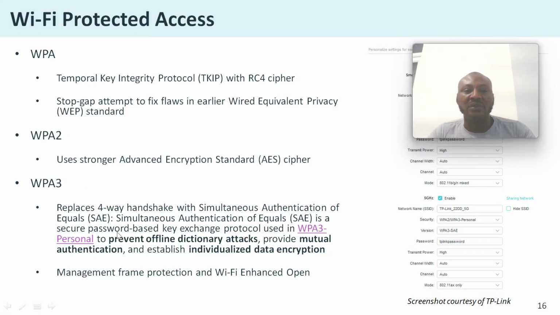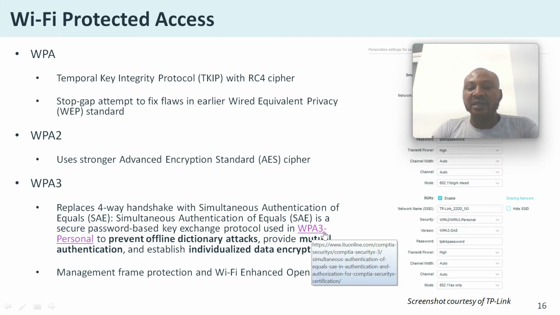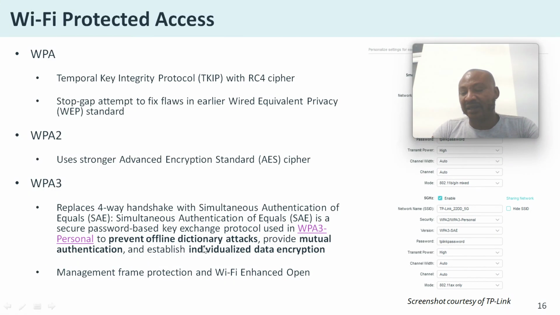Then let's move further to Wi-Fi Protected Access version 3. WPA3 is far stronger than WPA and WPA2. It's an upgrade of WPA2 in the sense that it uses what is called Simultaneous Authentication of Equals. So what is Simultaneous Authentication of Equals? It's a secure password-based key exchange protocol that WPA3 Personal uses to prevent offline attacks, provide mutual authentication and establish individual data encryption.